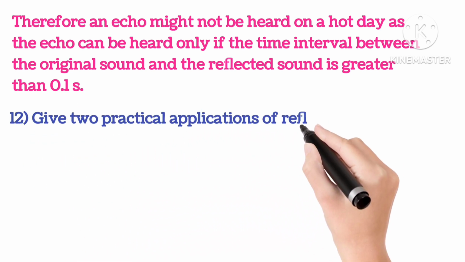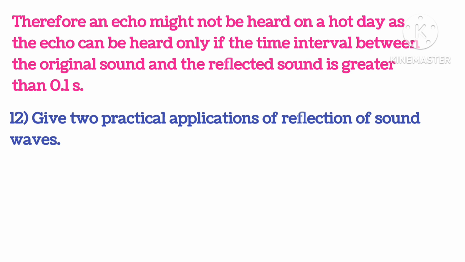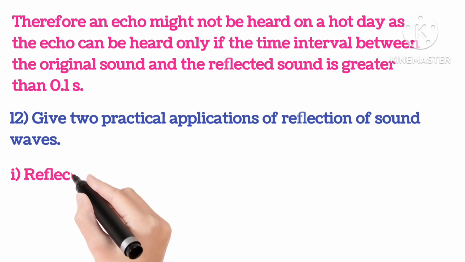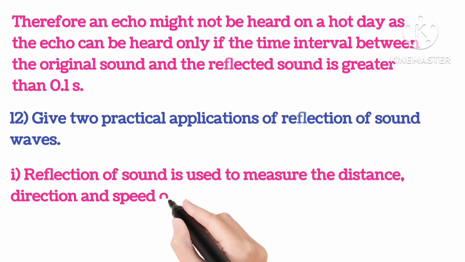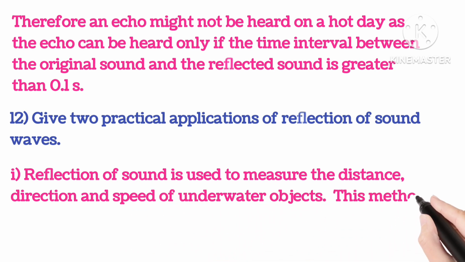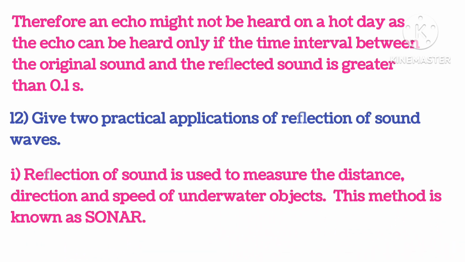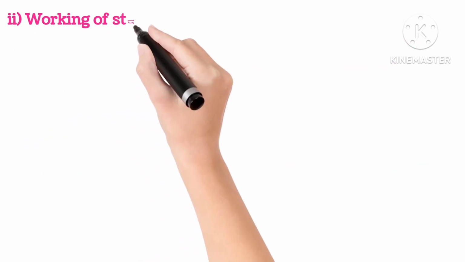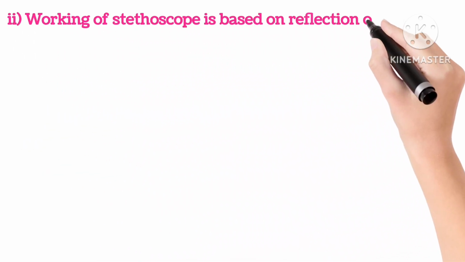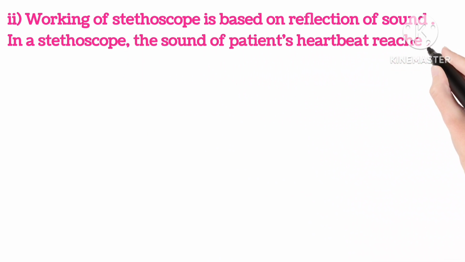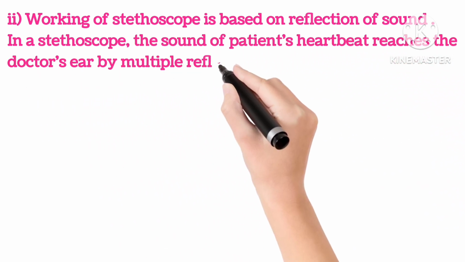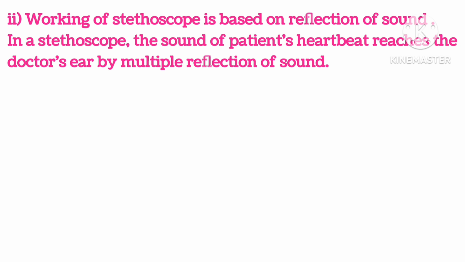Now give two practical applications of reflection of sound waves. Reflection of sound is used to measure the distance, direction and speed of underwater objects. This method is known as sonar. Working of a stethoscope is based on reflection of sound. In a stethoscope, the sound of the patient's heartbeat reaches the doctor's ear by multiple reflection of sound.